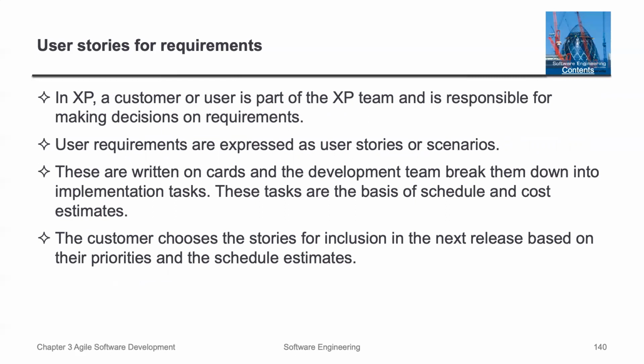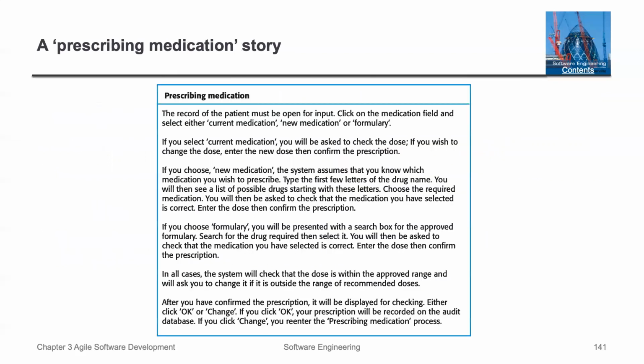So in extreme programming, a customer or user is a part of the extreme programming team and is responsible for making decisions on requirements. The user requirements are expressed as user stories or scenarios. So that's a good way to be thinking about it. These are written on cards, and the development team breaks them down into implementation tasks. These tasks are the basis of schedule and cost estimates. A customer chooses stories for inclusion in the next release based on the priorities and the schedule estimates.